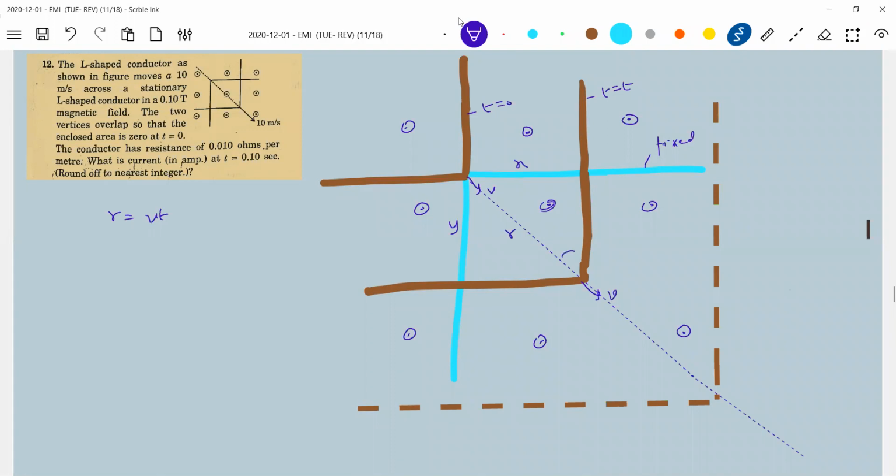So definitely this angle should be 45 degrees, so X should be equal to Y. Sine 45 equals X by R, so X equals R by root 2, that is Vt by root 2. Now we know X and Y. So what is the flux linking it? B into A.